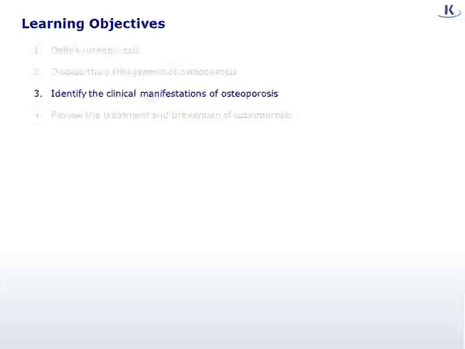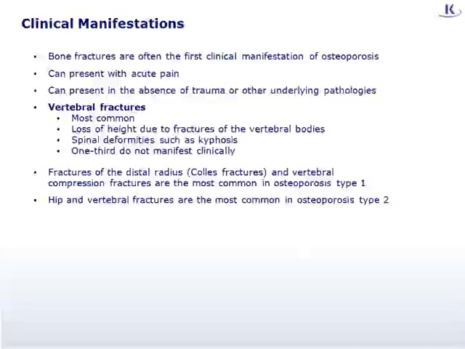Let's discuss the diagnosis of osteoporosis as our third learning objective. The diagnosis of osteoporosis is often made following bone fracture, which is why early screening for the disease is essential in people at risk. Bone fractures are often the first clinical manifestation of osteoporosis and present with acute pain, sometimes in the absence of trauma or underlying pathologies. Vertebral fractures, also known as compression fractures, are the most common overall.